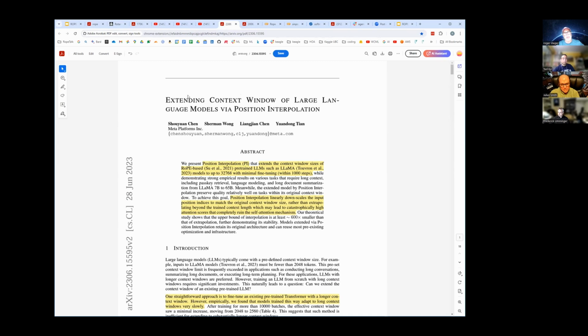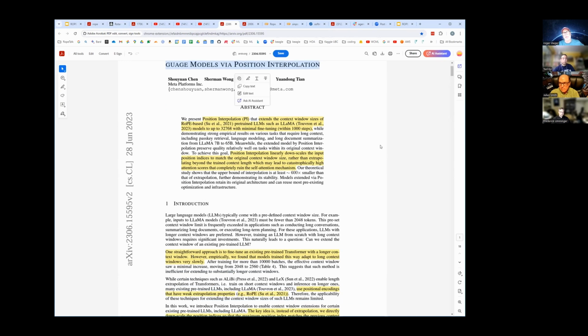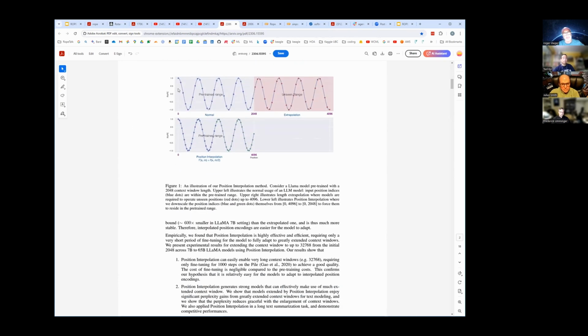This was a really interesting paper, extending the context window of large language models via position interpolation. They were using rotational embedding like this, but when they wanted to extend the window, they essentially interpolated the points in between. They don't go more cycles of the position embedding, but just scale it to be more points, more positions. And they resampled this sine wave at a higher frequency.